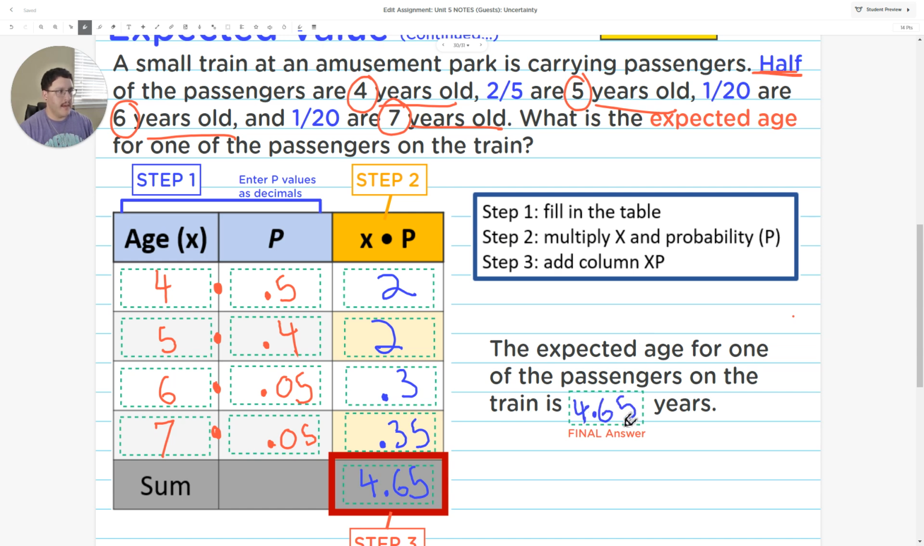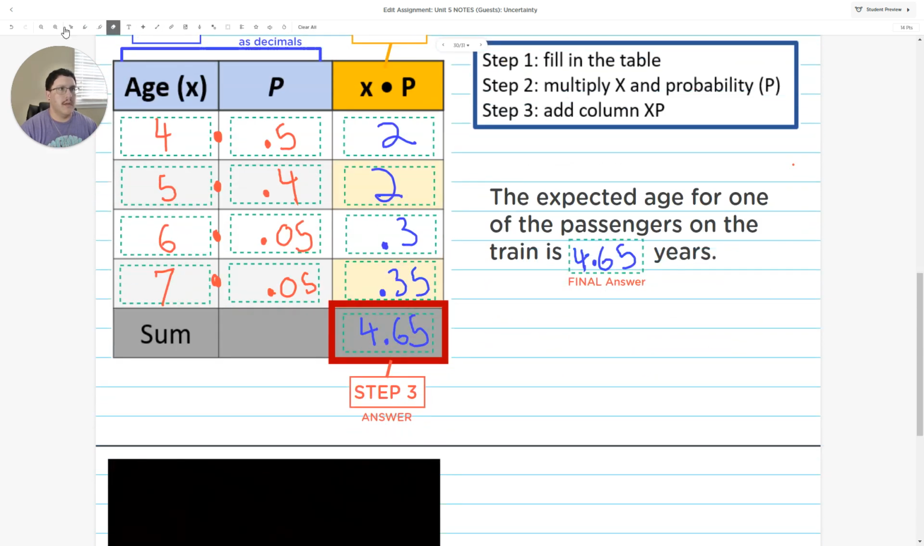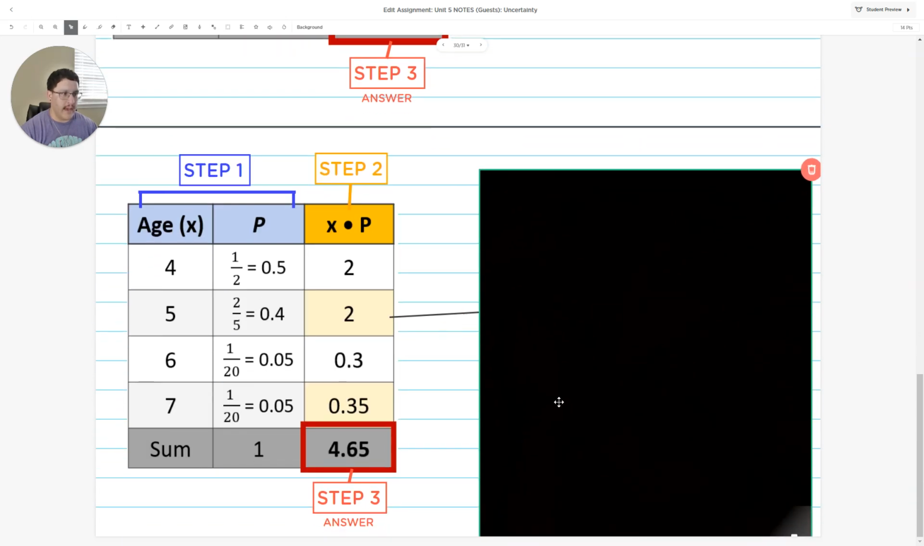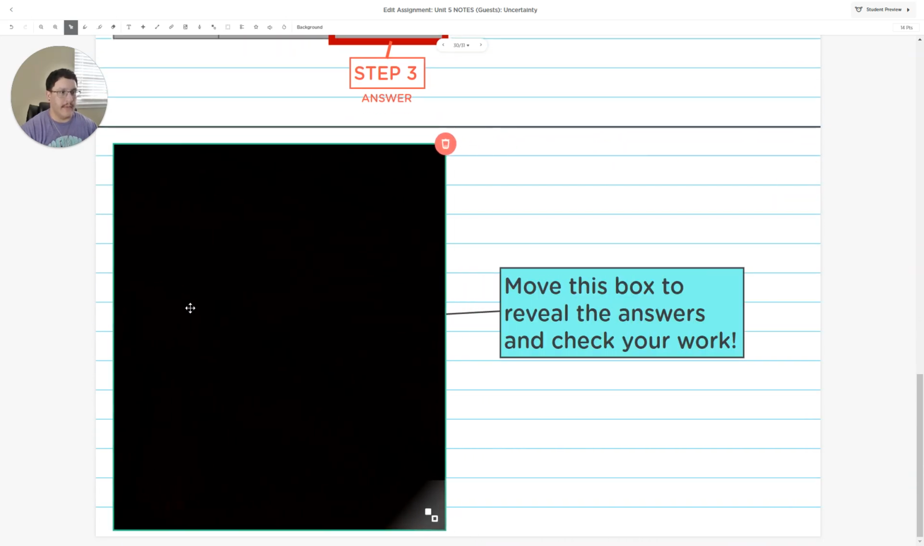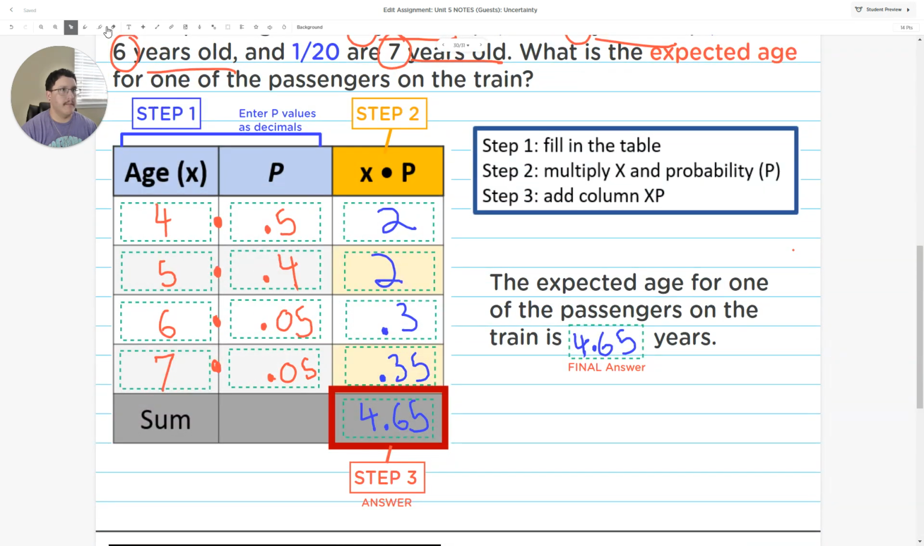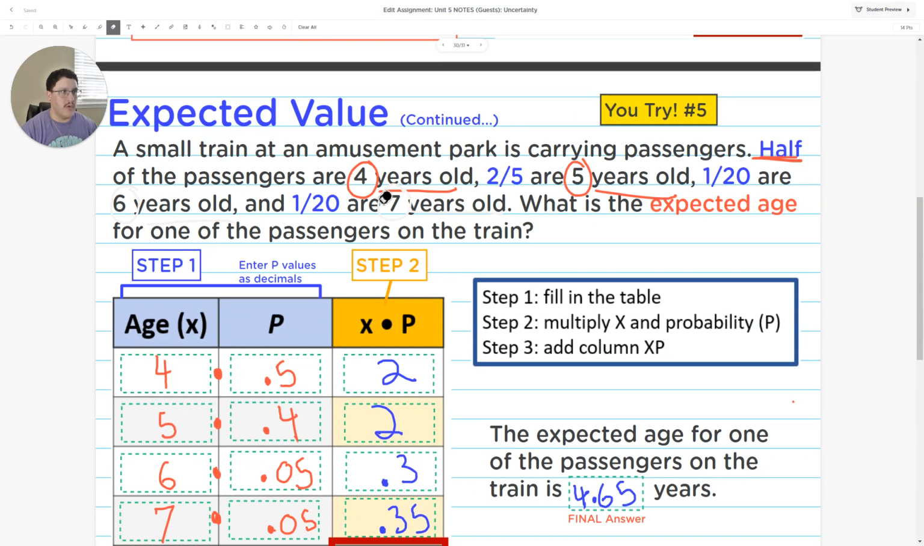So what does this mean? The expected age for one of the passengers on a train is 4.65 years. So the train conductor, when boarding all the passengers, can expect the age of that person to be about 4.65 years, the average age of passengers boarding this train. 4.65 years old. Let me check just to make sure, and yes. That's it. That's it for you try number 5.